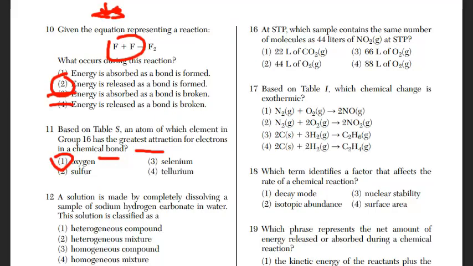For question 12, a solution is made by completely dissolving a sample of sodium hydrogen carbonate in water. This solution is classified. Anytime you have a solution, you have a mixture of 2 or more substances, and solutions are homogeneous mixtures. They're going to look the same throughout. Okay, they're just physically combined. They're just present with one another. Okay, they are not chemically combined as a compound, and that makes the answer choice 4.